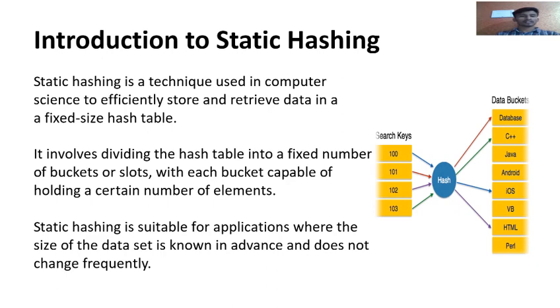Introduction to static hashing. Static hashing is a technique used in computer science to efficiently store and retrieve data in a fixed size hash table. It involves dividing the hash table into a fixed number of buckets or slots, with each bucket capable of holding a certain number of elements. Static hashing is suitable for applications where the size of the data is known in advance and does not change frequently.